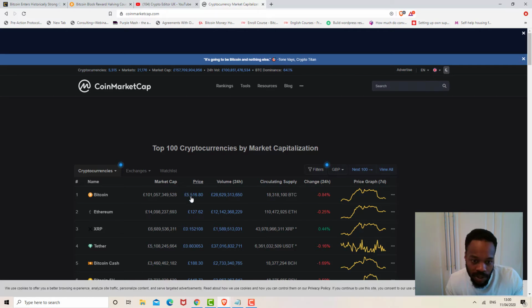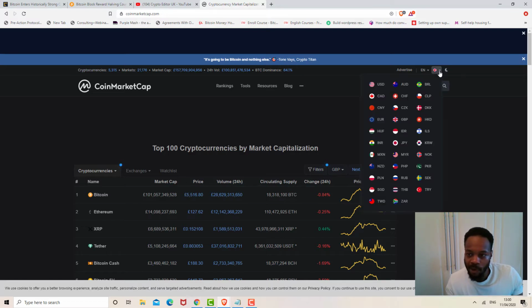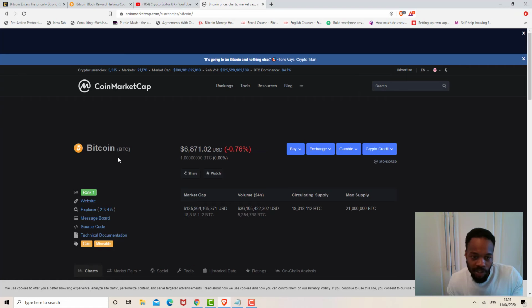As I said, I've changed that to pounds as well. So as you can see, one Bitcoin is approximately £5,516.80, and that's in pounds. But again, for the wider audience, I will be sticking to the standard here, which is US dollars. So let me switch that back, and then we can have a bit of a look into the price there. The current price of Bitcoin as it stands today is $6,871 US dollars, as we looked at earlier.